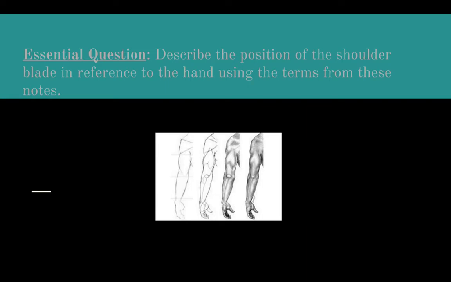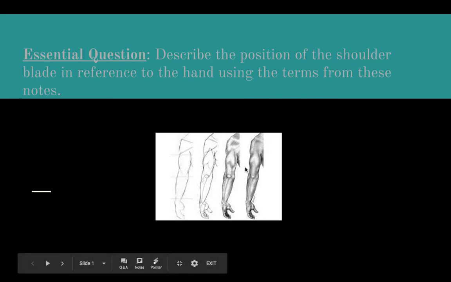Let's begin. Your essential question for today is to describe the position of the shoulder blade in reference to the hand using terms from these notes. By the time we get through these notes, you will be able to do that. And here's a picture just so you can see. The shoulder blade would be actually inside this picture a little bit, and there's the hand right there.